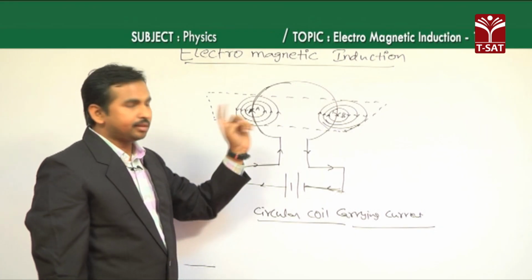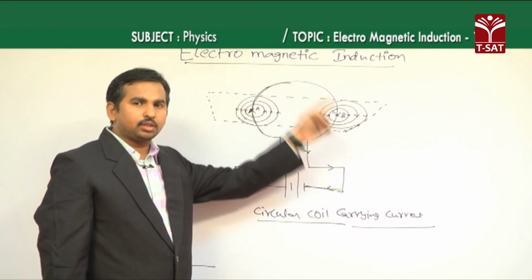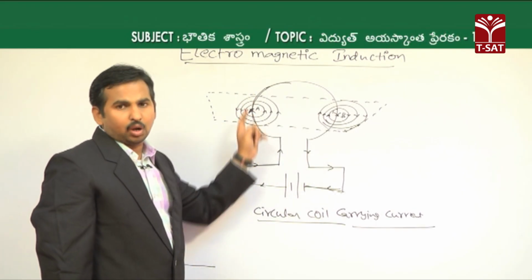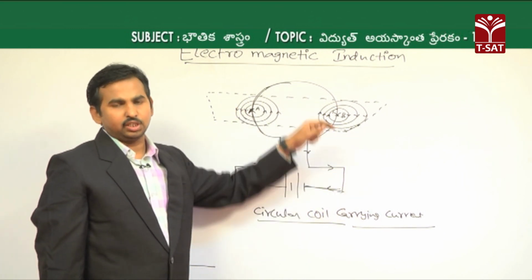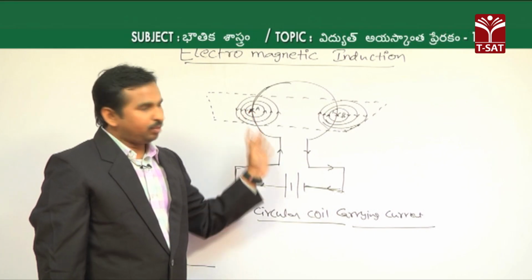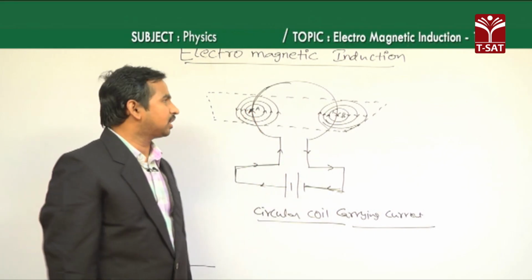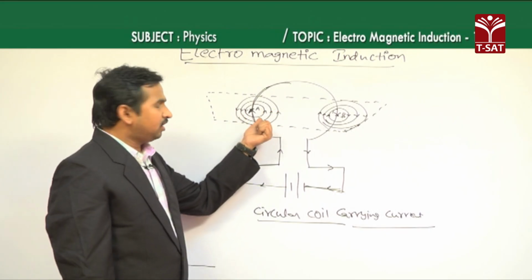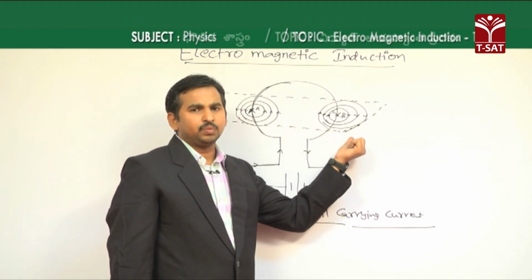But in this circular coil, if you see two different points on the same coil, at one point the current is going upwards, which is out of the plane, and on the other side the current is going downwards, which is into the plane. Because of that, two different magnetic fields come between these circular coils. Here we get an anti-clockwise direction, whereas in the other case we get a clockwise direction.